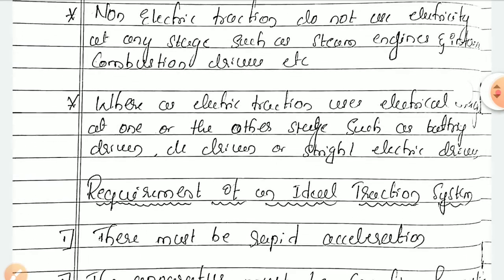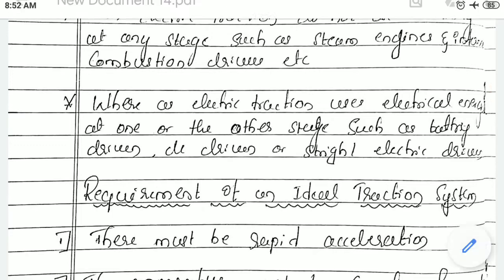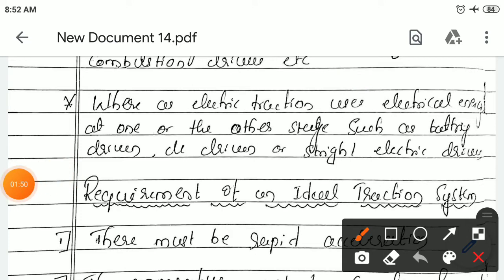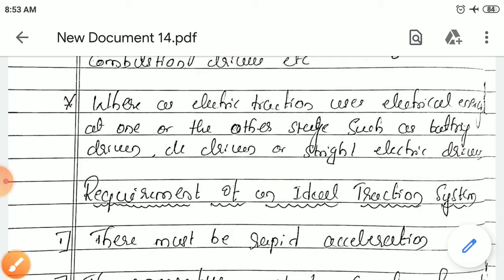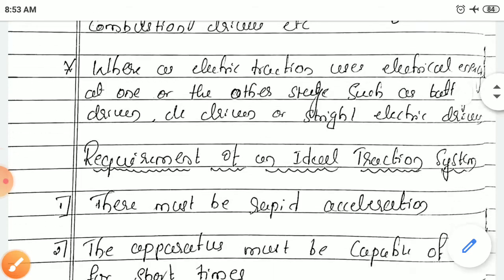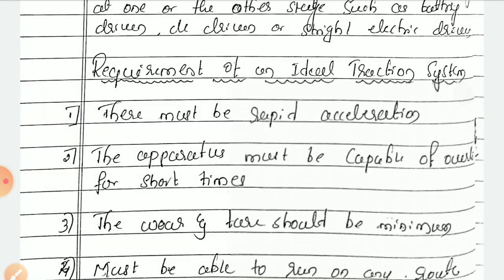Whereas the electric traction system is a traction system which uses electricity for its purpose. That is called an electric traction system. So the electric traction system uses electrical energy at one stage or another, such as battery driven, AC driven, DC driven, whatever. In one way or the other, they use electricity. That is why they are called electric traction systems.